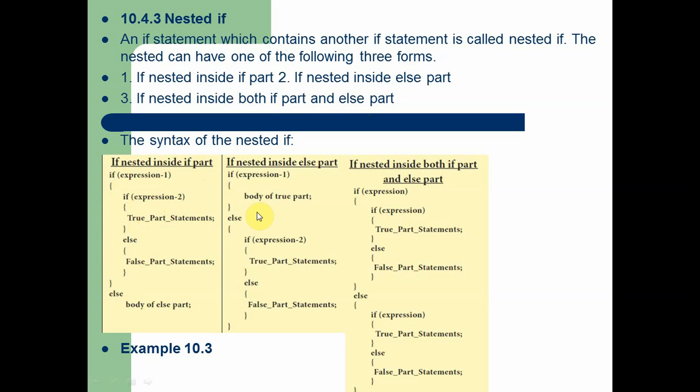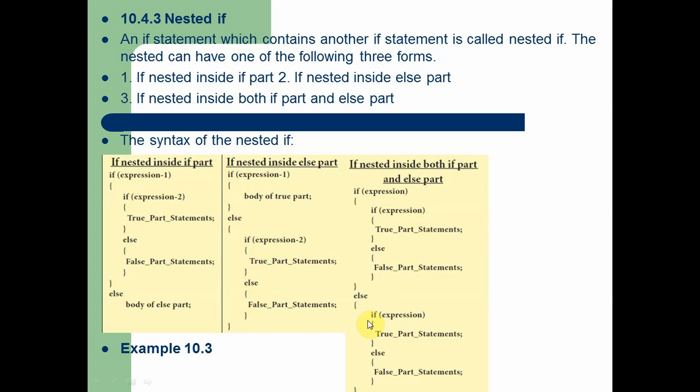Here you can see the second type of nested if, where you can see an if else statement, and another if else is also available, but this one is nested inside the else block. So this is the second type, if nested inside the else part.